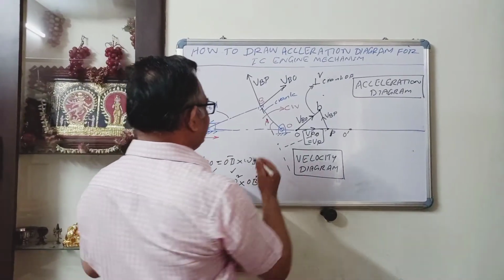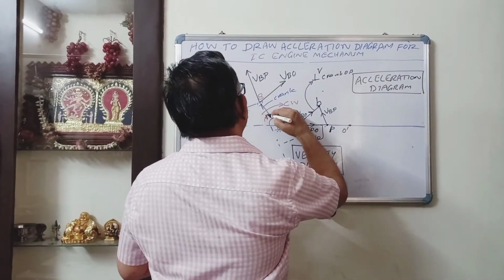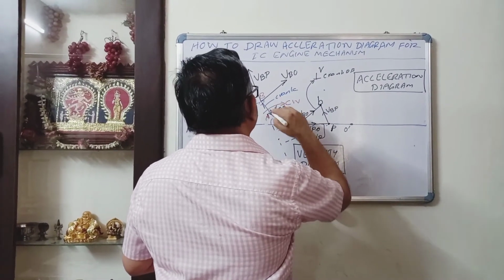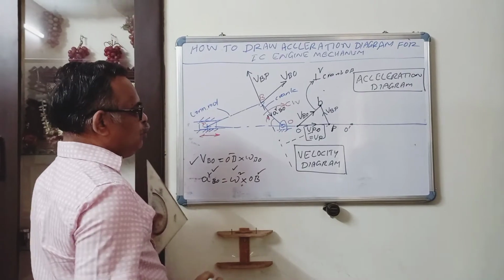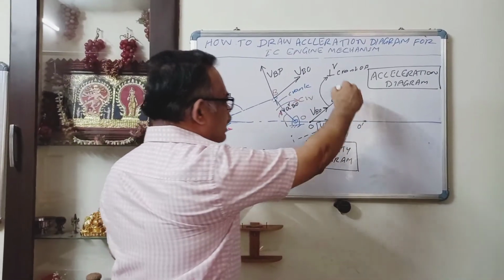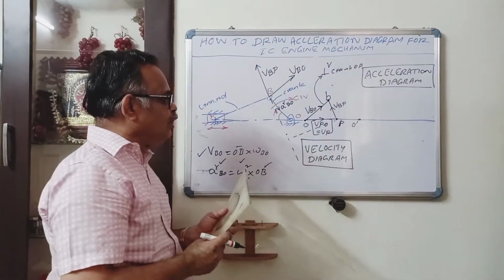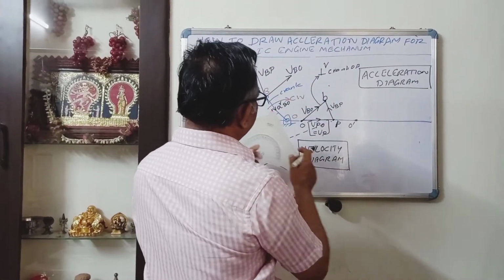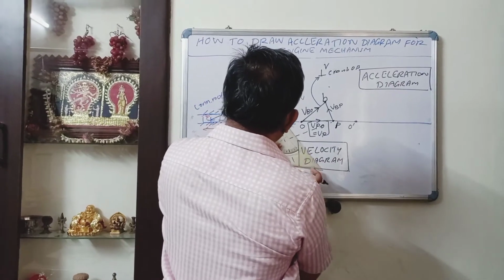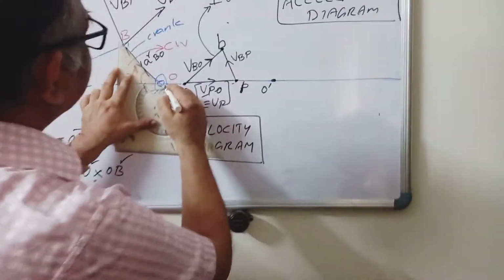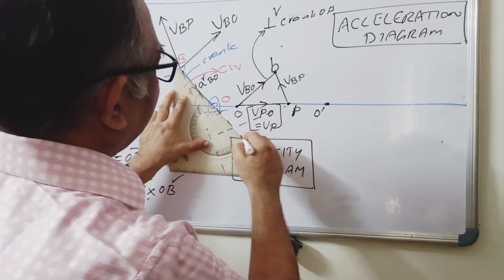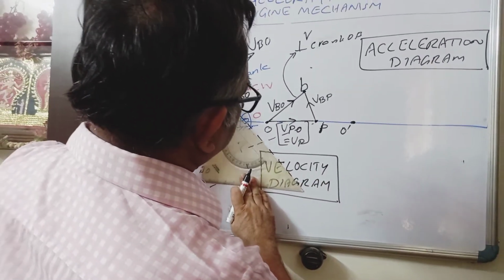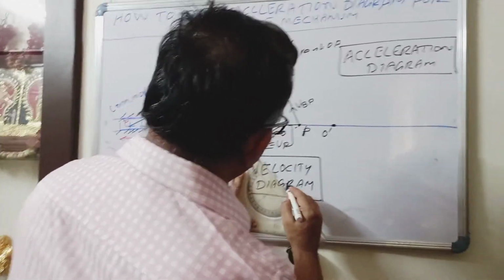In which direction will it act? It will act in this direction. This is A radial BO, right? So A radial BO will be along the crank. So we will draw a line parallel. The crank line will simply extend like this, right? We will extend like this.